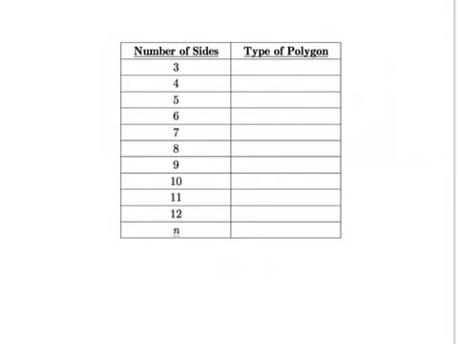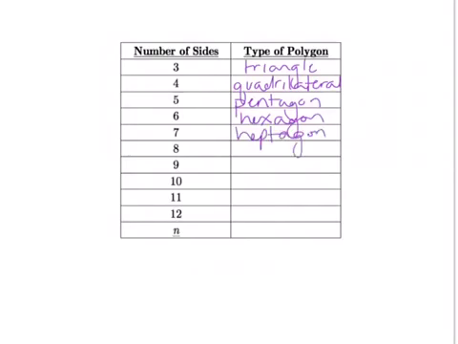You can name polygons by their sides, and the first one that we have is a triangle because it's 3-sided. A 4-sided polygon is a quadrilateral. 5-sided is a pentagon. 6-sided is a hexagon. And 7-sided is a heptagon. 8-sided is an octagon.